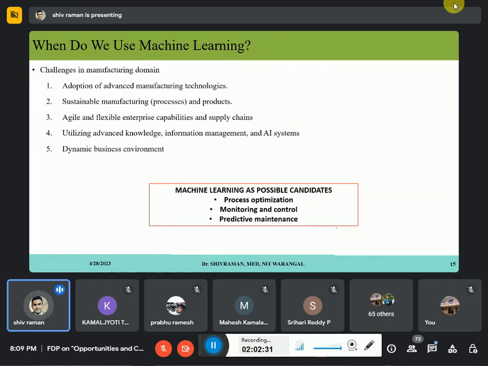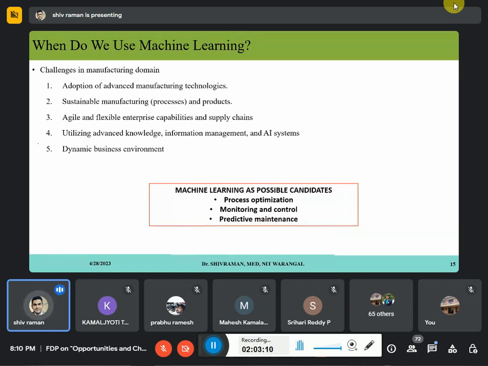Coming to why we are using machine learning, especially in the manufacturing domain. First of all, we need to understand what challenges we face in the manufacturing domain. As global competitiveness in the market is increasing, newer processes are coming. People should adopt advanced manufacturing technology easily, and it can be deployed keeping sustainability and the flexibility of the process in mind. And we should utilize that advanced knowledge. We should manage the information, where our AI system can definitely help.